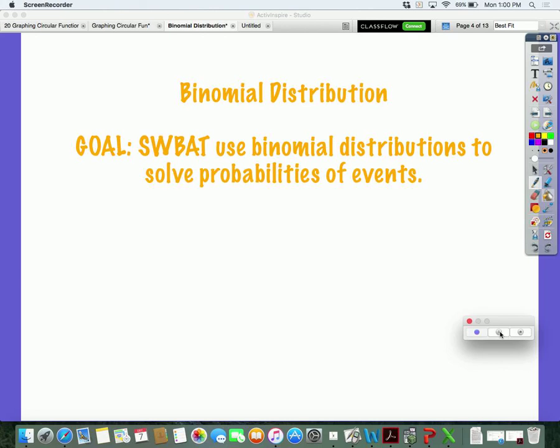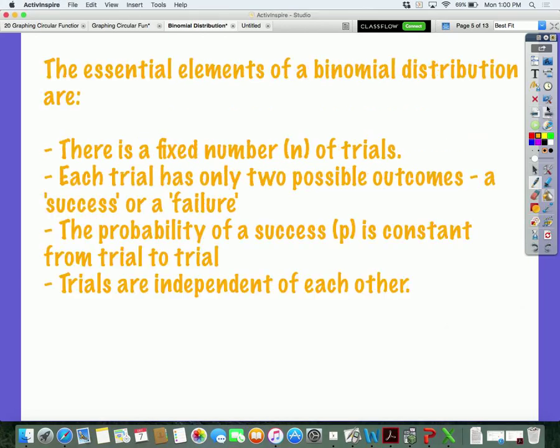There are a couple of essential things that you need to check before you determine if this is or is not a binomial distribution type of problem. First, there is a fixed number of trials. If I'm tossing a coin 20 times, 20 is a fixed number. Second, each trial has only two possible outcomes, a success and a failure. Like the tossing of a coin, you have one outcome of heads, one outcome of tails, so you can only have two possible outcomes.